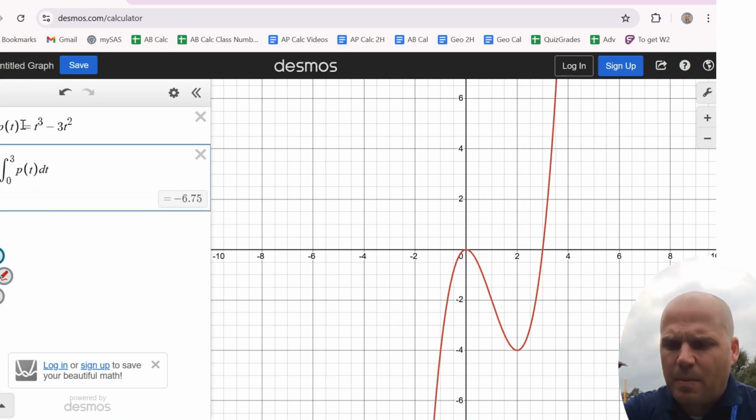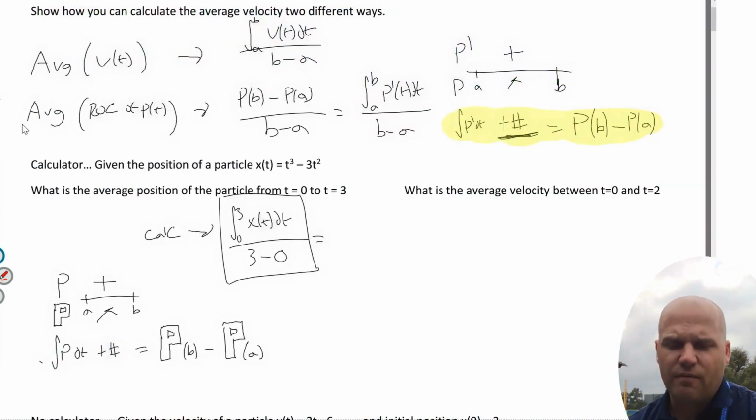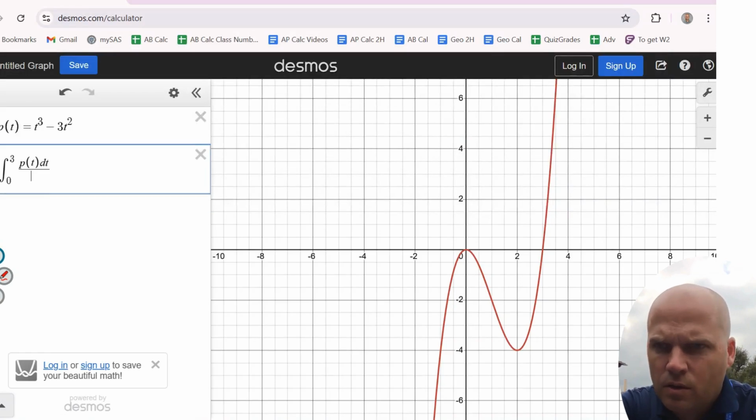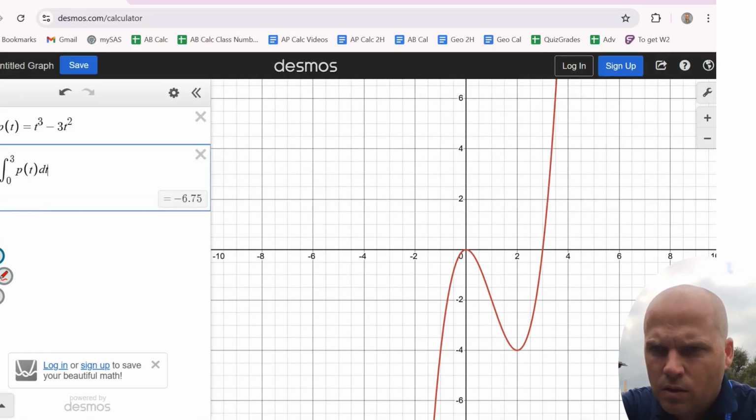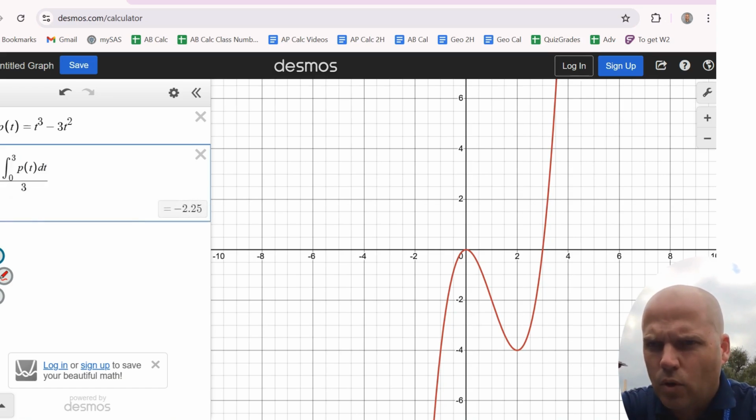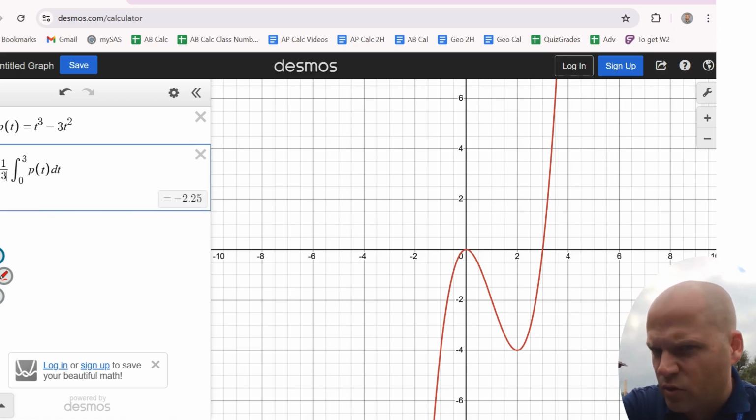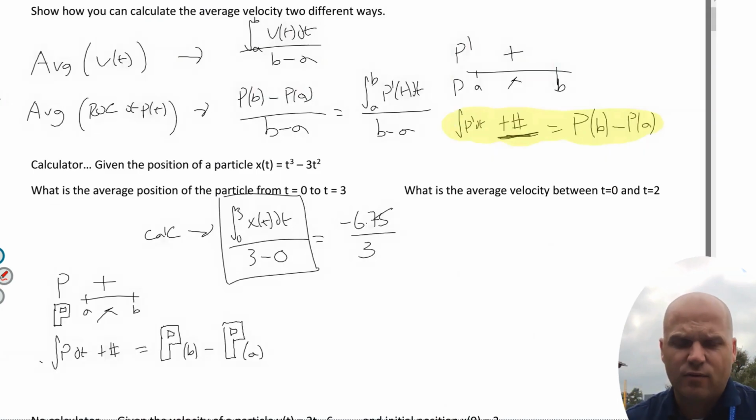Here's the accumulation of my position. It's negative 6.75. And I'm going to divide that by 3. And I get my answer. Cool. Or what you'll see a lot of questions have is this 1/3 in front. And I get negative 2.25.